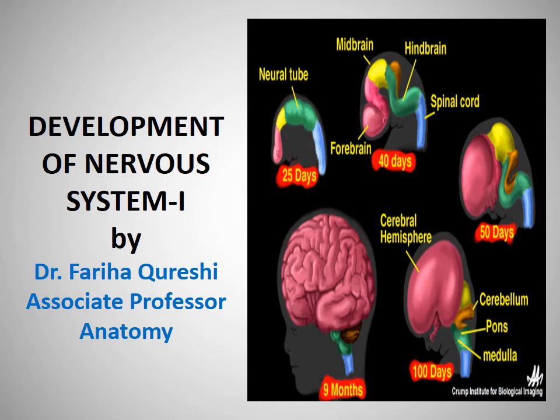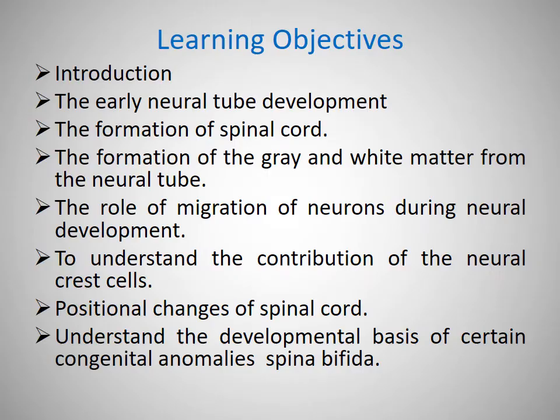We're going to start with the development of the nervous system, and in this lecture we'll discuss the early development of the neural tube, the formation of the spinal cord, the gray and the white matter formation from the neural tube, and the role of the migration of the neurons during neural development, and the contribution of the neural crest cells in the formation of the peripheral nervous system and central nervous system, the positional changes of the spinal cord, and then the developmental basis of certain congenital anomalies like spina bifida.